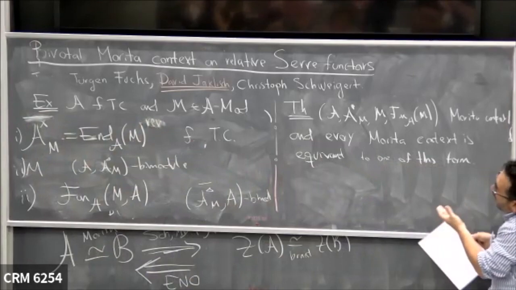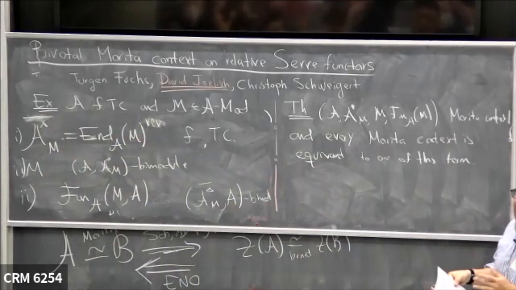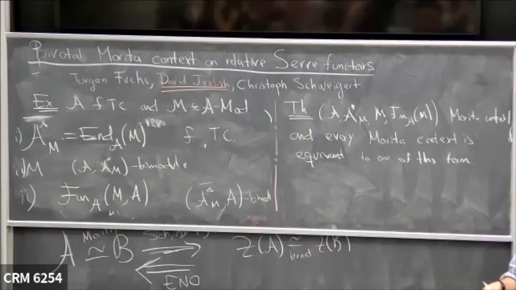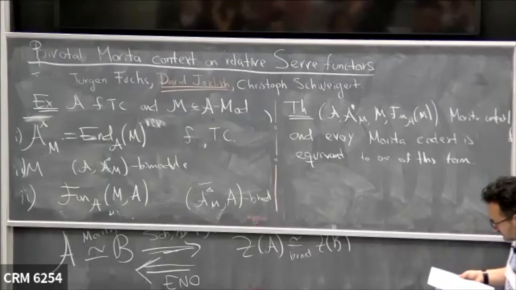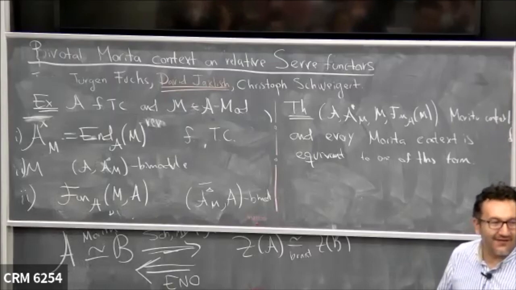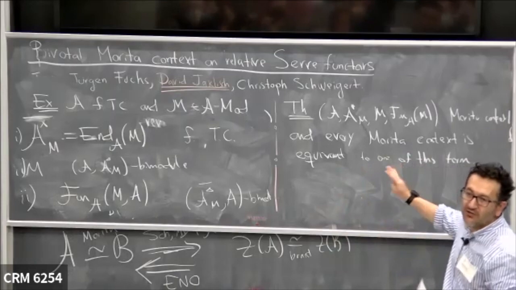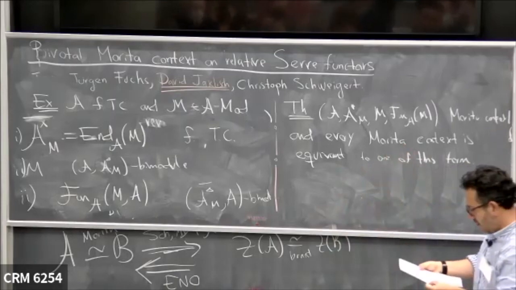Okay, and the point is that everything is basically of this form. Every Morita context is, up to equivalence, of this form. And here equivalence means an equivalence of bicategories, because we have a category with two objects, so basically that. Okay. So that's why you need strong? Yeah, I need strong for this, yes, exactly. That's important, the strong condition. Without the strong condition, this is not true.